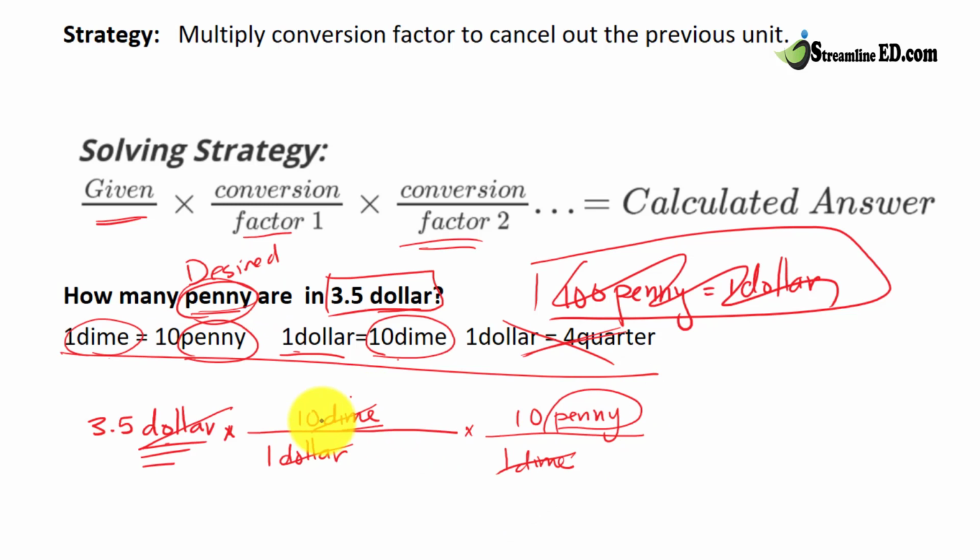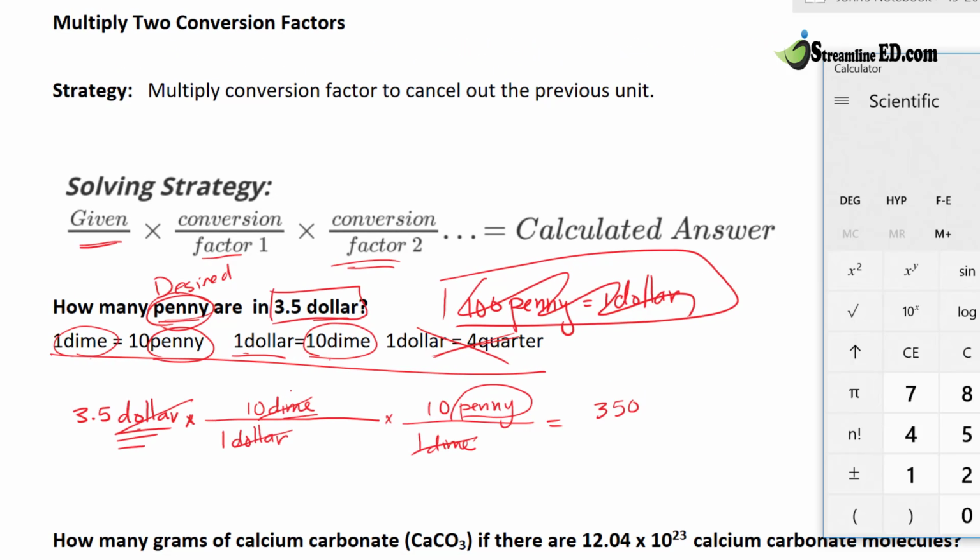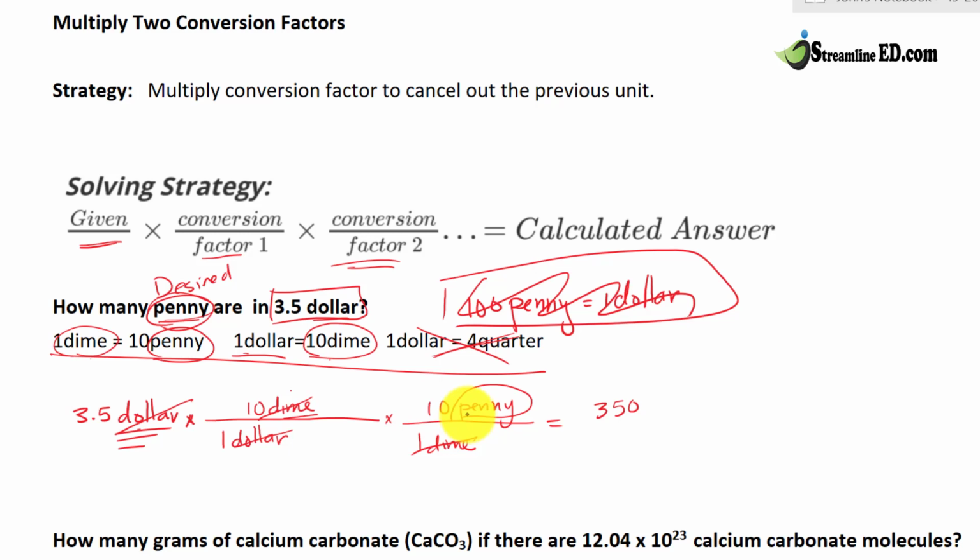Now we just multiply this on our calculator. 3.5 times 10 is 35. 35 times 10 is 350. So we have 350 penny. But let's put this in a calculator just to show you how to type this in. We multiply every number on top divided by every number on the bottom. We have 3.5 times 10, which is from here, divided by 1, divided by 1 again. Of course, we can ignore the 1, but I just want to show it to you. The only unit that is left is penny. So we have 350 penny, which is how many penny there are in $3.5.